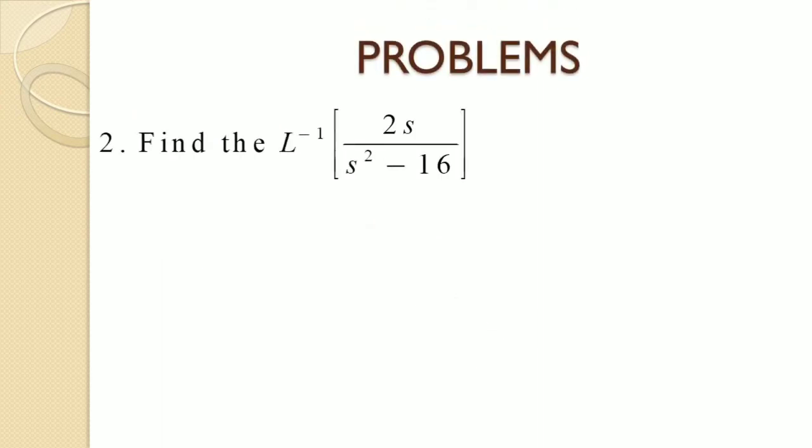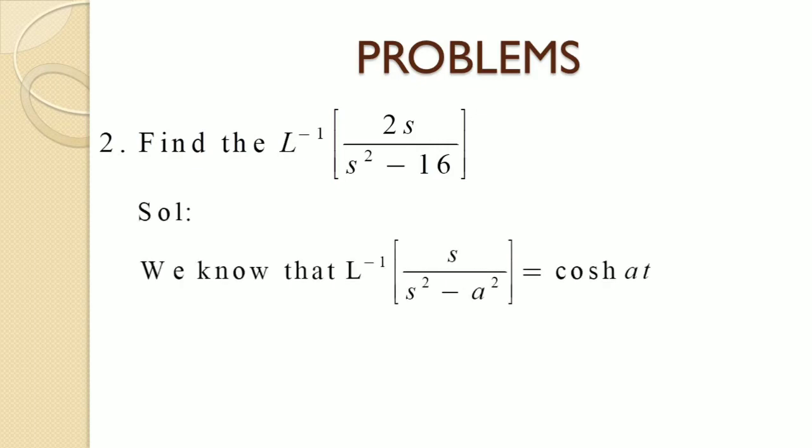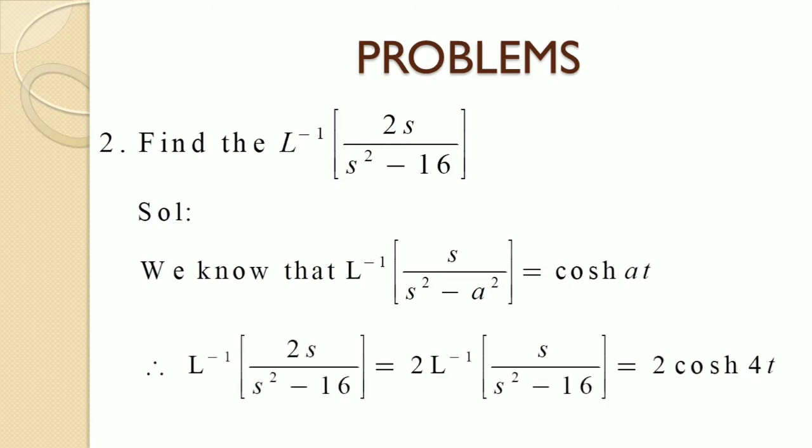Next problem, find the L inverse of 2s by s squared minus 16. So we know that L inverse of s by s squared minus a squared is equal to cosh at. So in the place of a squared we are having 16. Now L inverse of 2s by s squared minus 16 can be written as 2 into L inverse of s by s squared minus 16, which is nothing but 2 into cosh 4t.